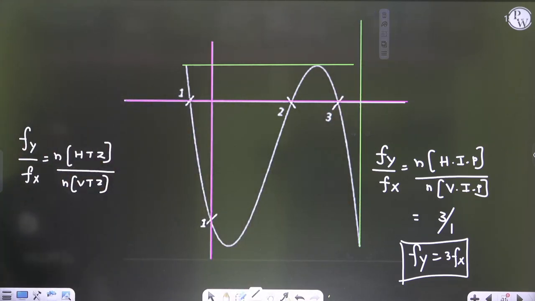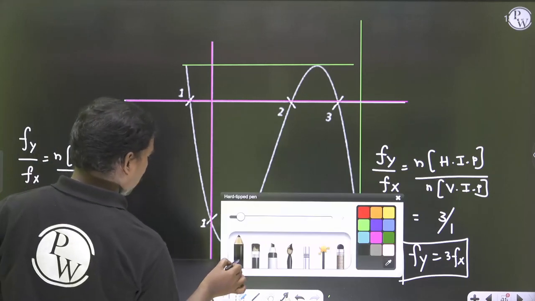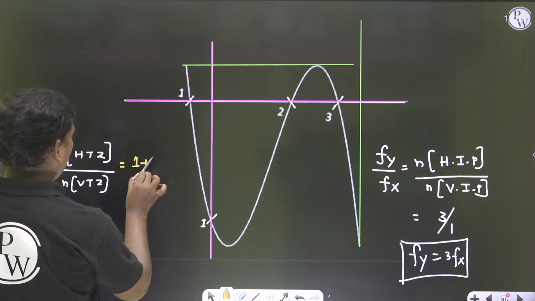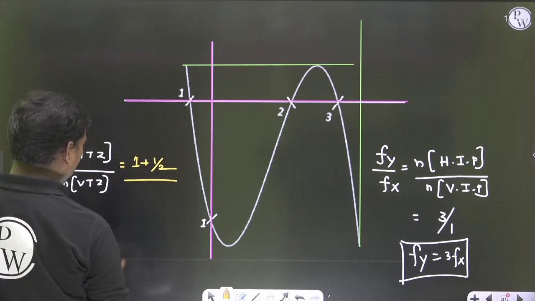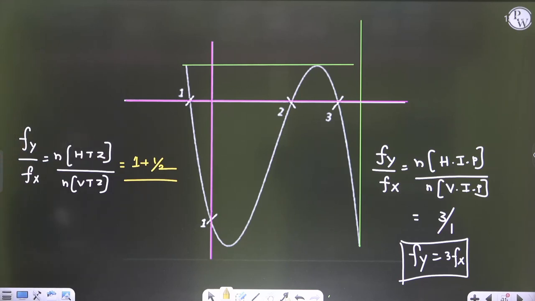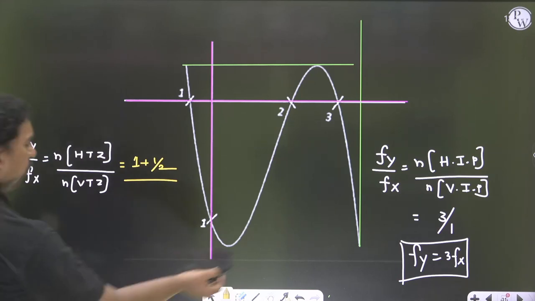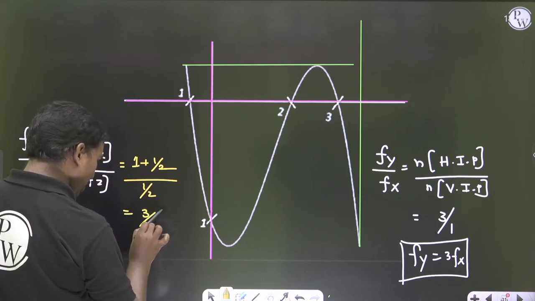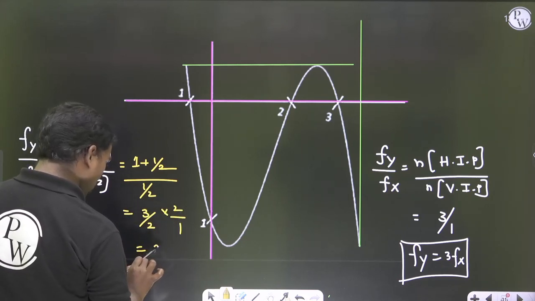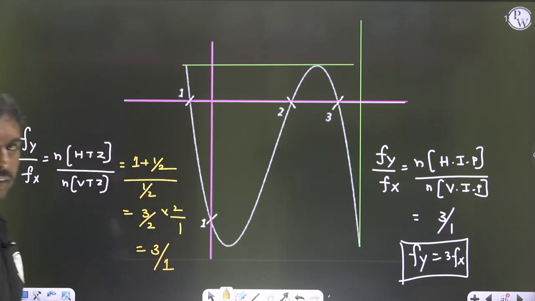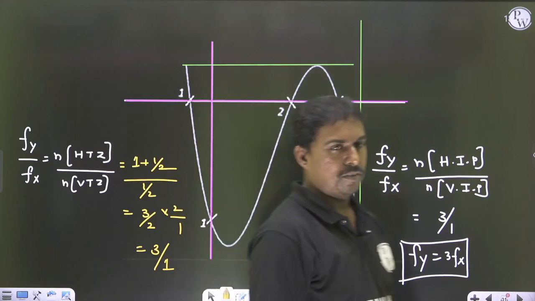Okay. So if you take that picture, it will be horizontal tangencies 1 plus vertical tangencies. Can you take it full? We cannot take full, it is half. So it will be 3/2 × 2/1. Right answer. Got it? This is the way you have to understand.